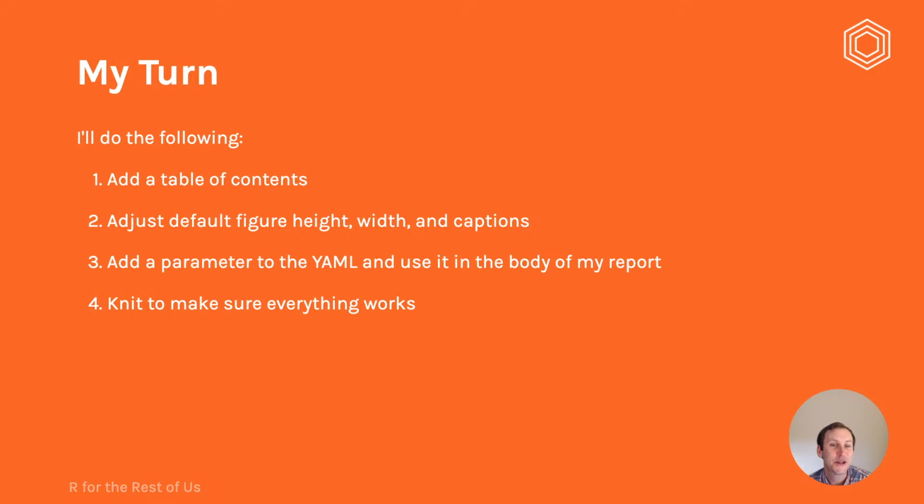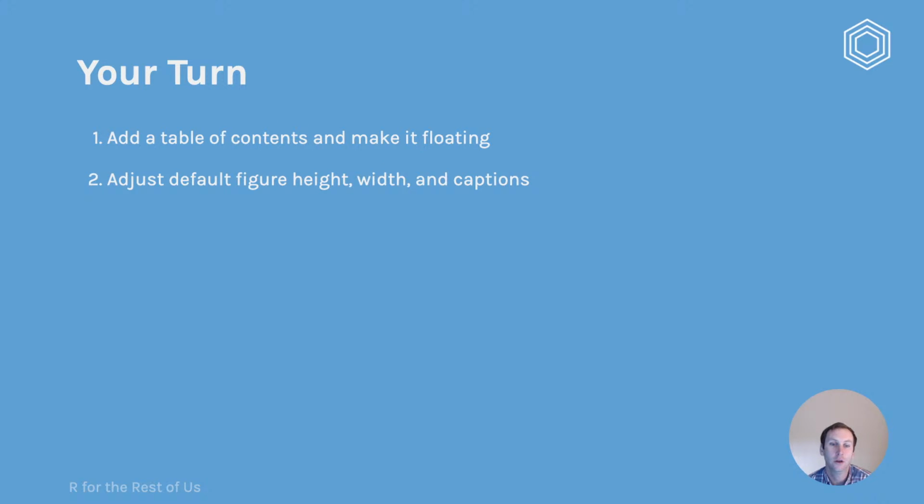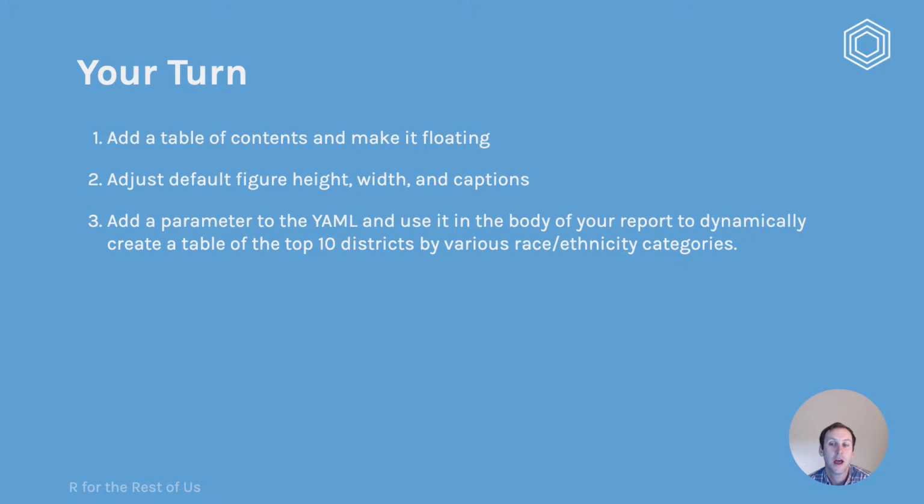So I put a My Turn page here, but I've actually done this along the way, so I'm not going to do that. We'll go straight to the Your Turn. I want you to add a table of contents, make it floating, adjust the default figure height, width, and captions, and add a parameter in the YAML and use it in your body to dynamically create a table of the top 10 districts by various race ethnicity categories.